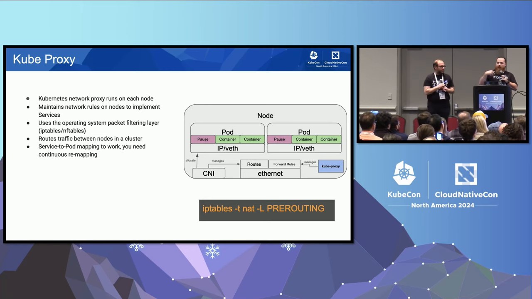So again, you don't have to be responsible manually for changing all of those pod IPs. We have too many different types of IP addresses.